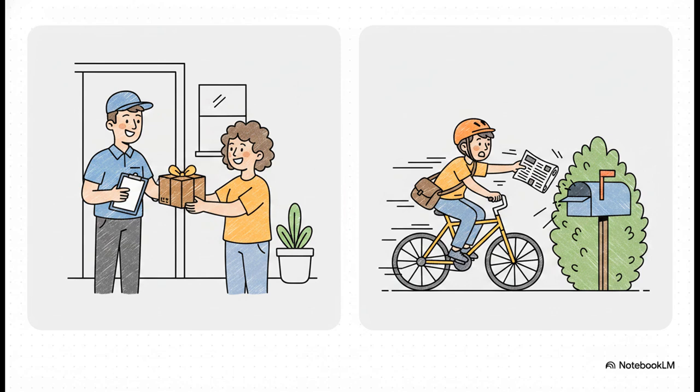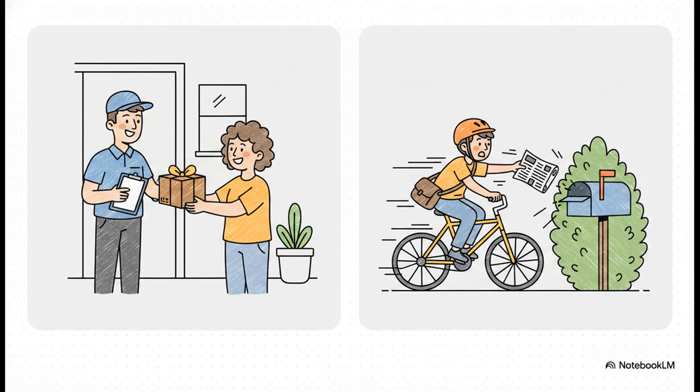TCP is your registered mail. The courier knocks, waits for you to sign, hands you the package, and makes absolutely sure you got it perfectly intact. UDP, on the other hand, is like a paperboy on a bicycle. He just chucks the newspaper at your porch while riding past at top speed. If it lands in the bushes, he doesn't stop. He doesn't care. He's already delivering the next one.